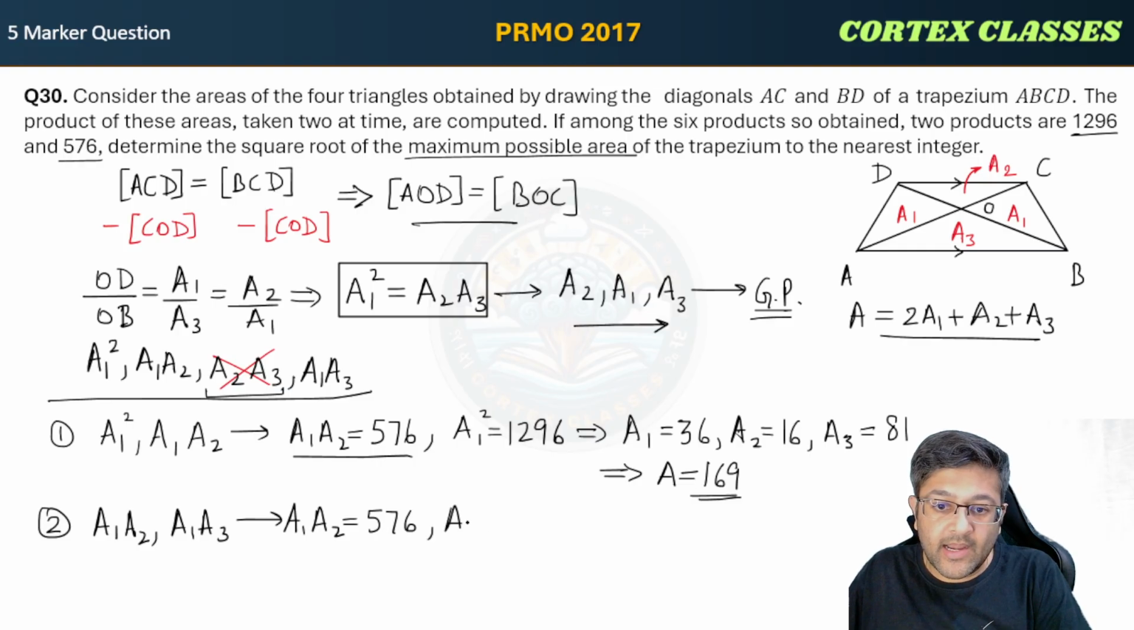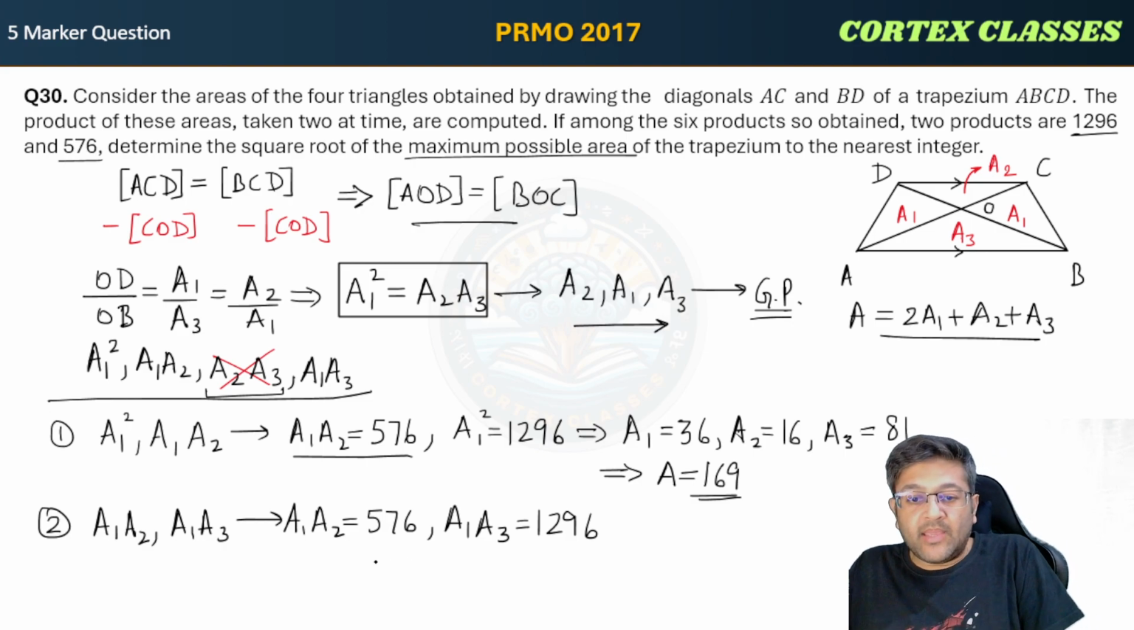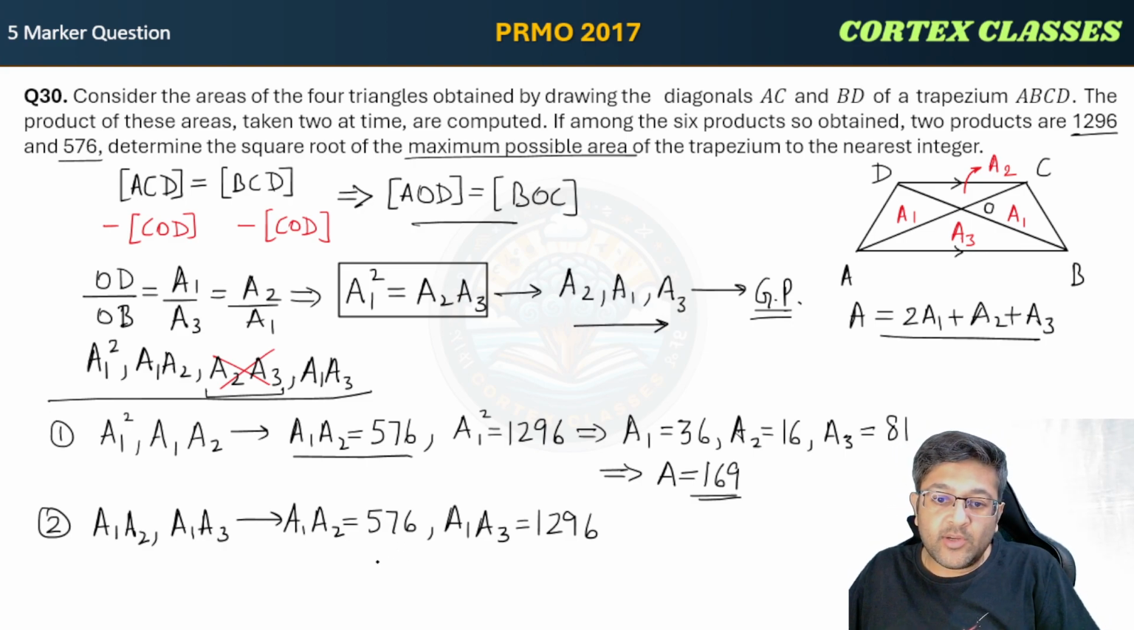Okay, and A1 A3 is how much? A1 A3 हो गया आपका 1296, right? So now how do you find this? इनको guys आप एक ये कर सकते हो, डिवाइड करोगे तो A3 by A2 आ जाएगा. And what can we do? इसमें guys how do we find it?